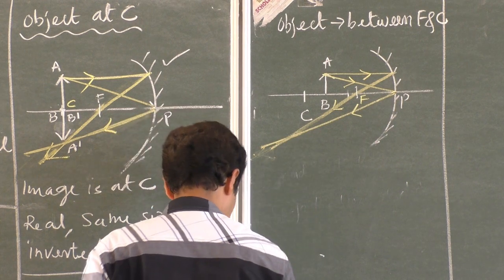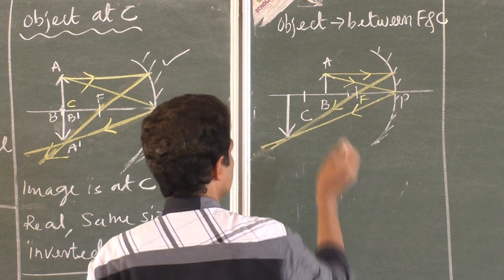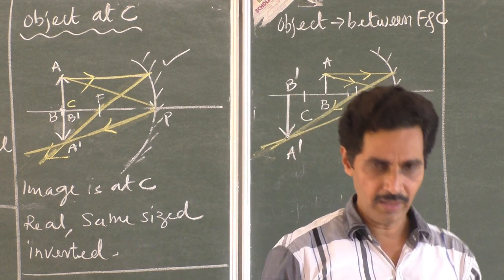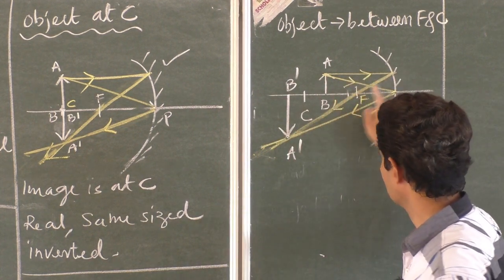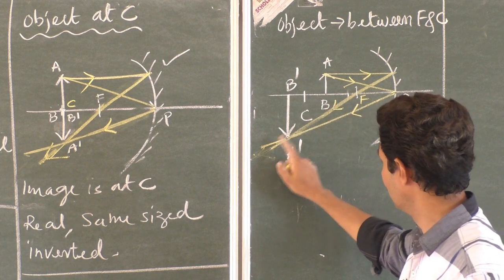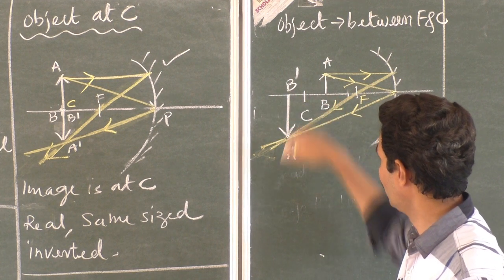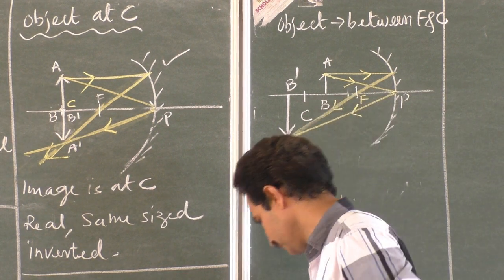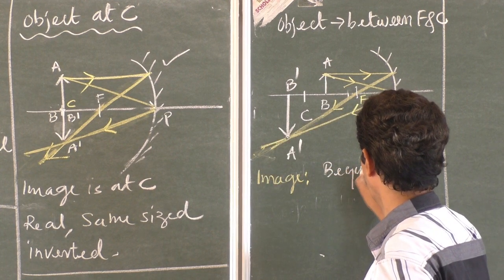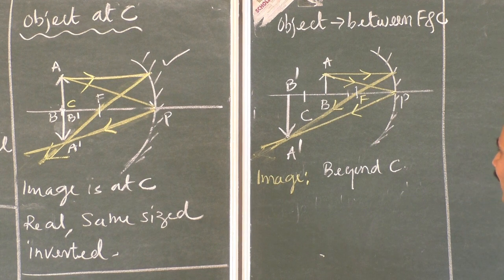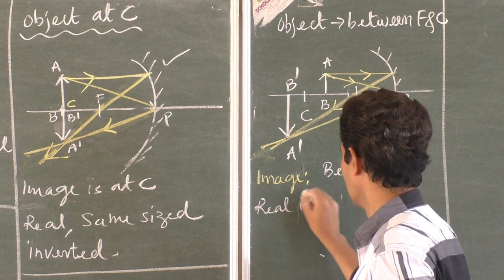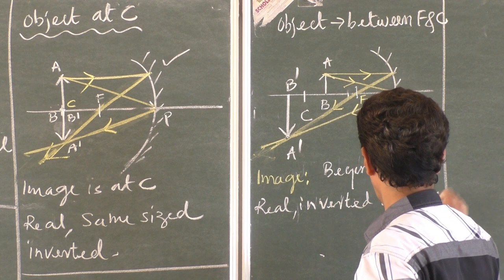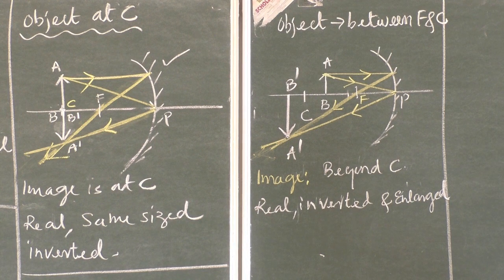So where is the image now? Image is formed here. This is B dash, this is A dash. So the same rays of light, two rays of light. A ray of light incident parallel to the principal axis passes through the focus, another to the pole reflects in such a way that it meets the previous ray, and both of them form the image here. So what type of image? Image is beyond C, and it is real, inverted, and enlarged. Real, inverted, and enlarged image is formed beyond C.